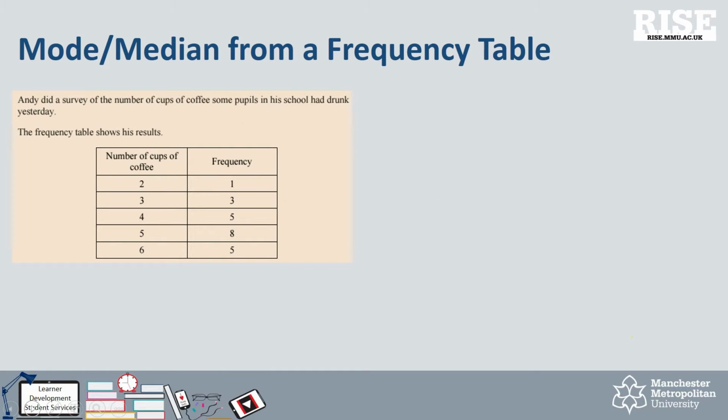Let's try another one. Andy did a survey of the number of cups of coffee that some pupils in his school had drunk yesterday. The frequency table shows these results. Remember, to find the mode, you're looking for the highest frequency. Looking in the frequency column, then I can see that the highest frequency is 8. But remember, don't write 8. That isn't the modal number of cups of coffee. You have to relate that back to what it's measuring. The modal number of cups of coffee is 5 cups.